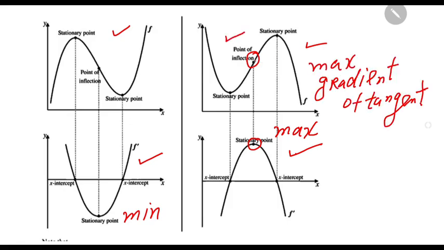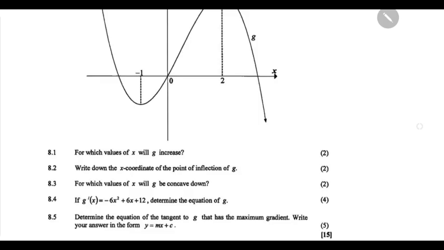So the negative cubic graph will have a maximum gradient of tangent, and the positive cubic graph will have a minimum gradient of tangent at the point of inflection. Therefore, in a negative cubic graph, at the point of inflection, is the maximum gradient of tangent, and in a positive cubic graph, the minimum gradient of tangent is at the point of inflection. Now we come back to our question 8.5.